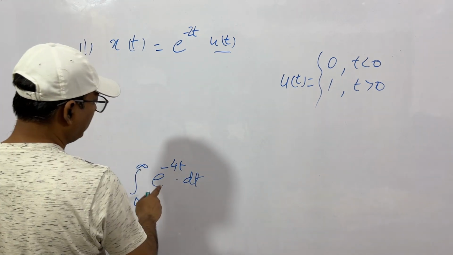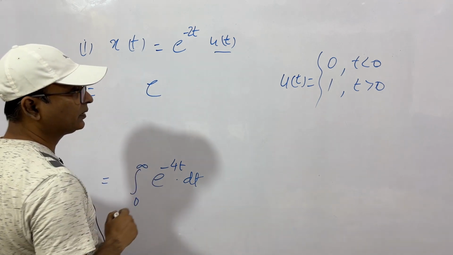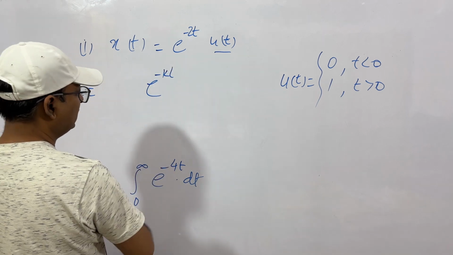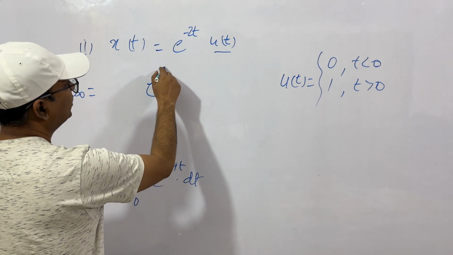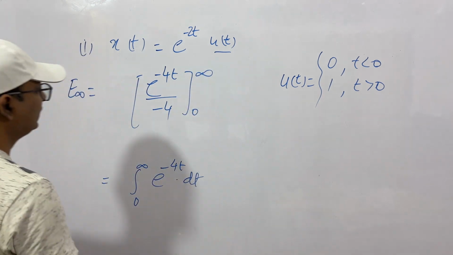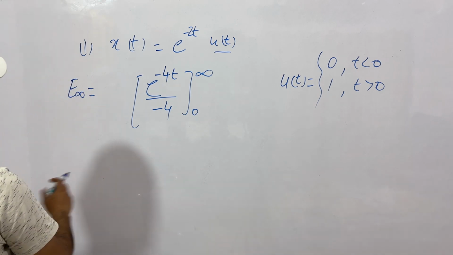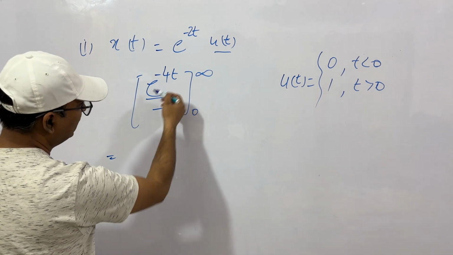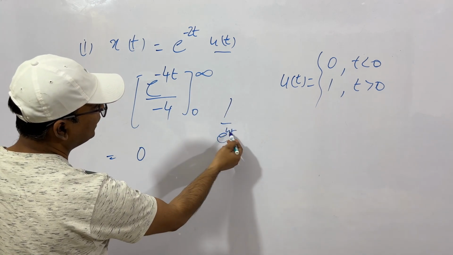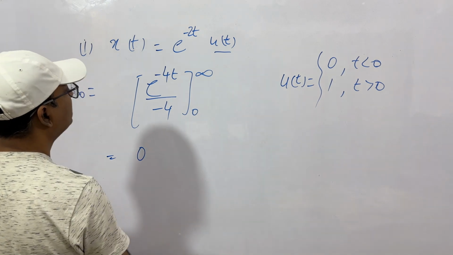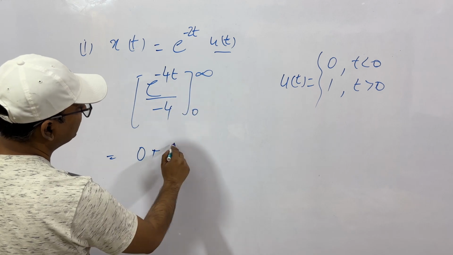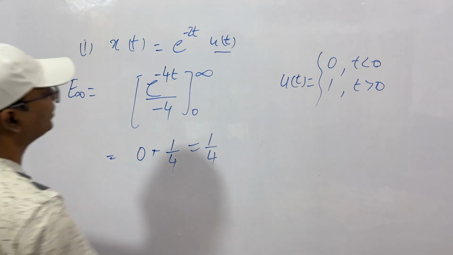Now let's see, what is the integration of this? If we integrate it, the integral of e to the power minus kt is e to the power minus kt by minus k. Here we have 4t, so this will be divided by minus 4 and the limits will be 0 to infinity. So what do we get? When t is infinity, this is 1 by e to the power infinity, so this will be 0. Minus, minus becomes plus, and then the lower limit gives 1, so this will be 1 by 4. So E infinity is 1 by 4.